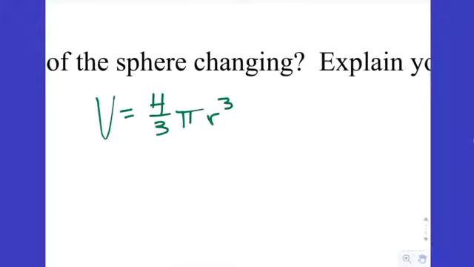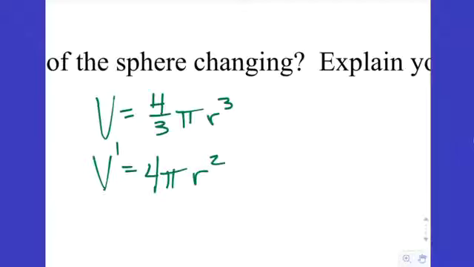4/3 pi r cubed. There you go. I want to figure out how fast that quantity is changing at an instant. So I need its what? Derivative. So let's go ahead and find the derivative. V prime is going to equal 3 times 4/3 pi is 4 pi r squared. Good. 4 pi r squared.